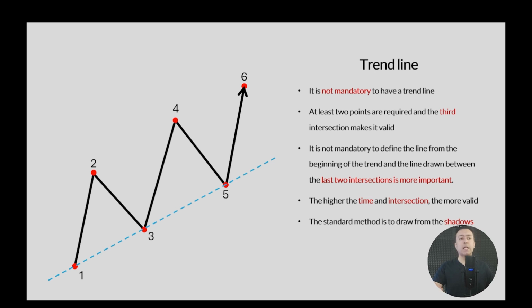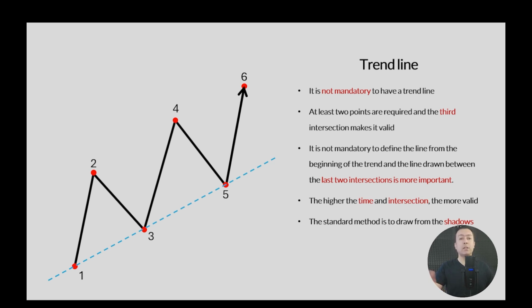To draw a trend line, you don't necessarily need 3 points. With just 2 points, you can draw a trend line. However, what gives your trend line validity and authenticity is the presence of a third point. So with a third point, your trend line becomes valid.